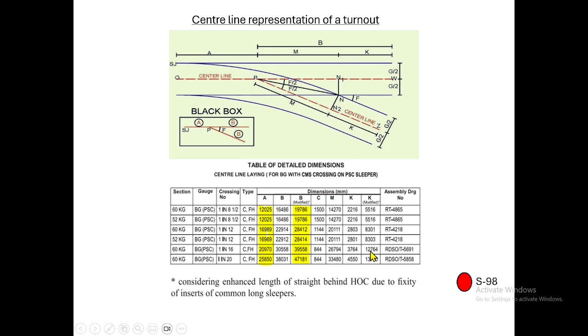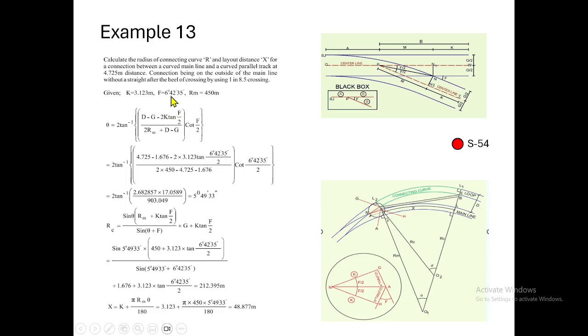But latest we are using CMS crossing with PS slipper. With PS slipper, K is modified, so B is modified. Because of that, we have to follow this. Anyway, for example's sake, this is an old type of crossing, other than PS slipper. That is why they have taken 3.123. So this is actually the K.